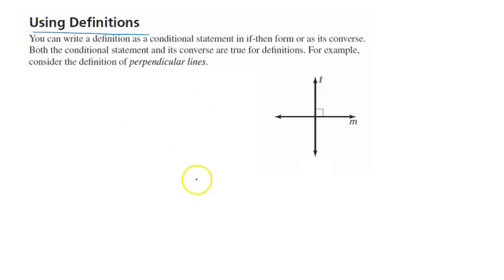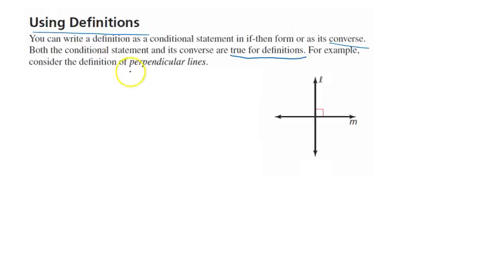Now in geometry we've looked at lots of definitions, like what's a segment and what's an angle and all that fun stuff. You can write any definition as a conditional statement in an if-then form. You can also write it as the converse of that conditional statement. So both the conditional statement and its converse are true for definitions.